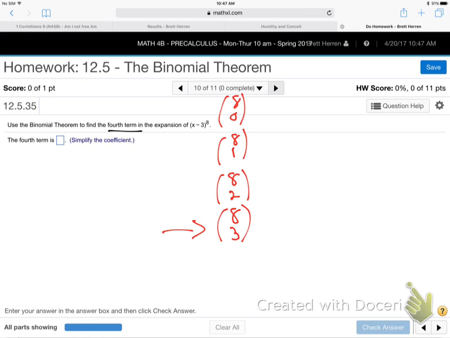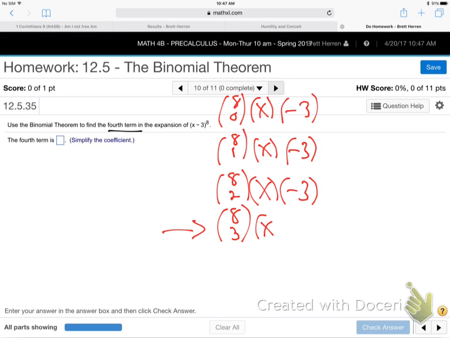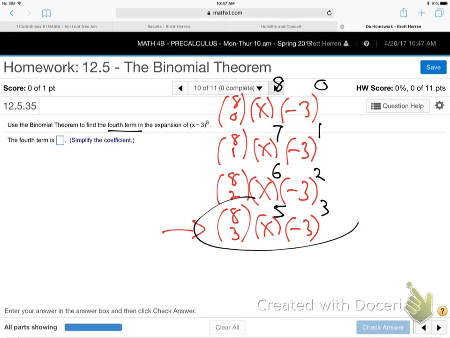So here's the fourth term, huh? 8 choose 0. Start with the power. 8 choose 0, 8 choose 1, 8 choose 2, 8 choose 3 is actually the fourth term, isn't it? And then it's going to be x and minus 3, x and minus 3, x and minus 3, and put the powers on them. Start with the 8, 7, 6, 5. Start with the 0, 1, 2, 3. So there it is. There's the fourth term. See how I found that with the pattern?